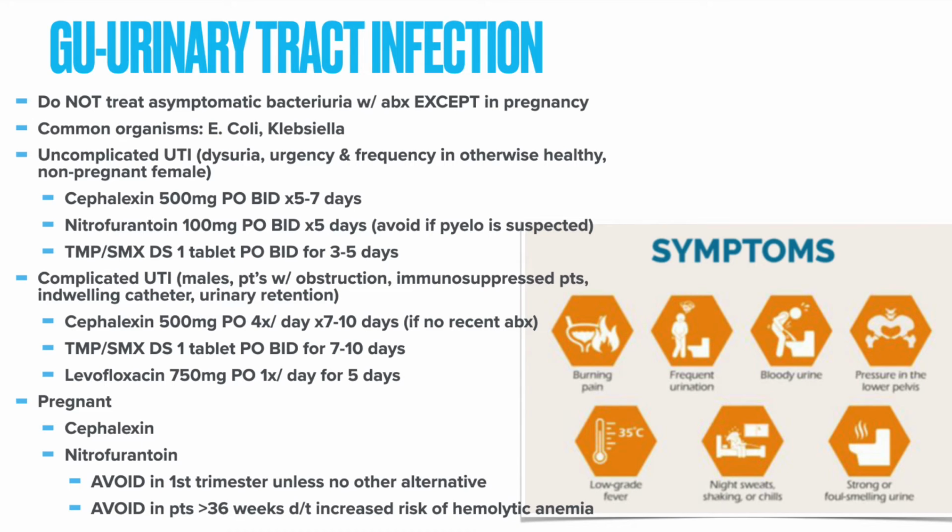For a complicated urinary tract infection, this includes males. Immediately they are complicated. Patients with an obstruction, those patients who have immunosuppression, indwelling catheters, or urinary retention. If those are present, then this is considered a complicated urinary tract infection. So again, they're treated with cephalexin, although if you notice, it's for a longer duration, 7 to 10 days versus the 5 to 7 in the uncomplicated. Again, Bactrim as well, except for a little bit longer treatment. And then levofloxacin is another option for the complicated UTI.